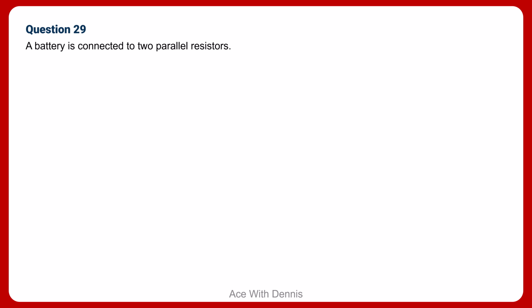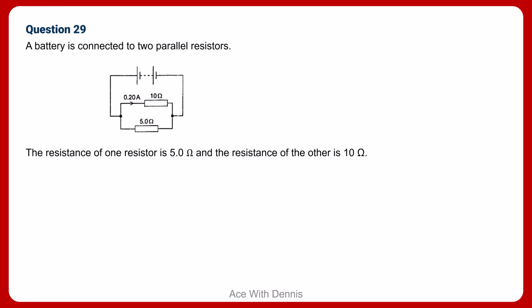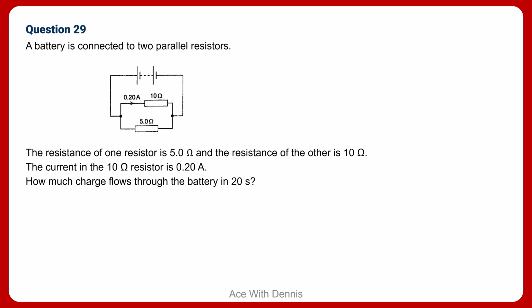Question 29. A battery is connected to two parallel resistors. The resistance of one resistor is 5.0 ohms and the resistance of the other is 10 ohms. The current in the 10 ohm resistor is 0.20 ampere. How much charge flows through the battery in 20 seconds? A. 0.030 coulomb, B. 4.0 coulomb, C. 6.0 coulomb, or D. 12 coulomb.